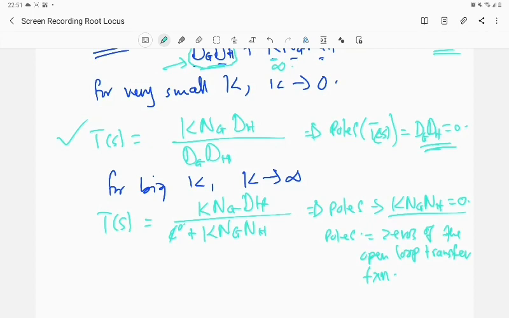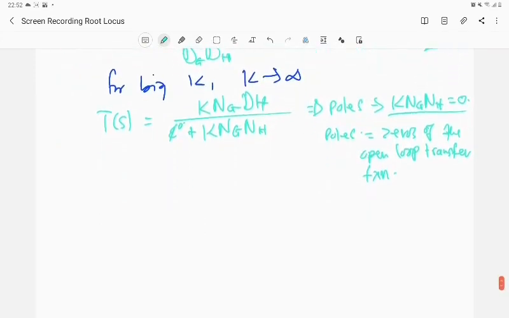So the root locus always starts from a pole of the closed loop transfer function, and it ends at a pole of the closed loop transfer function. But we are not going to factorize to know the poles of the closed loop transfer function. We are dealing with the open loop transfer function, which is easily known, and using that to locate where the closed loop transfer function poles will be.